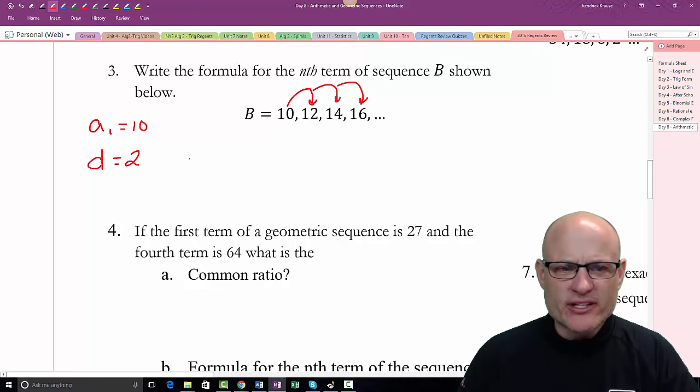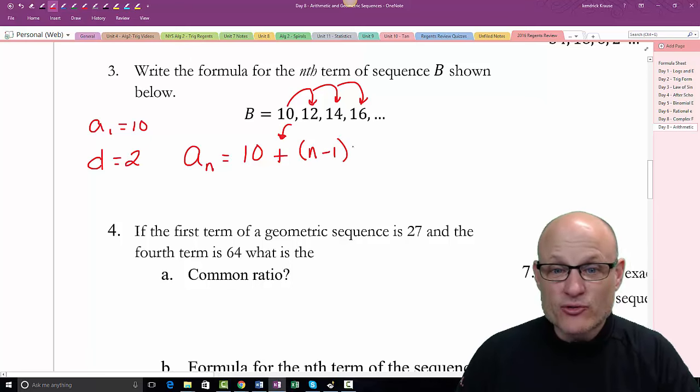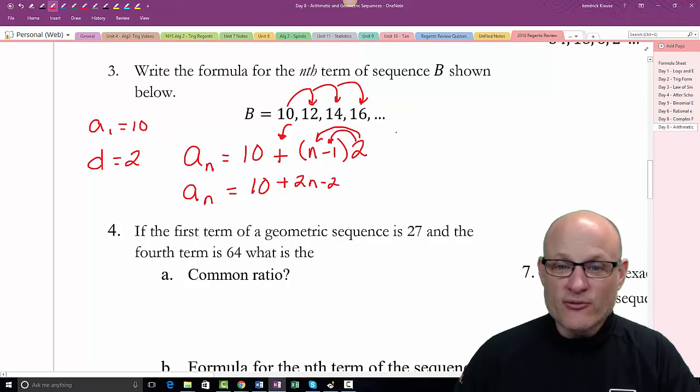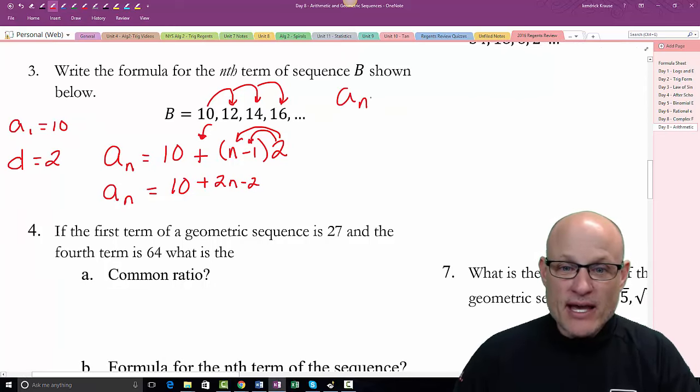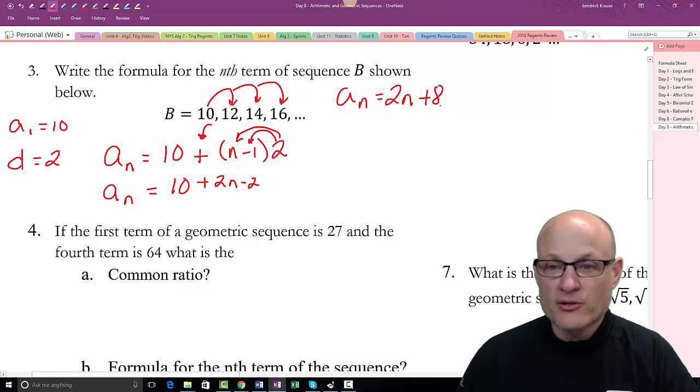I'm going to modify these questions just a little bit, just for fun. So I know that a sub n is equal to 10 plus, the thing everybody seems to forget, n minus 1 times the common difference, which is 2. Now, that probably won't be your answer. You're probably going to have to clean it up by just distributing the 2, not the 10. So you get 2n minus 2. So your final answer for this one would be a sub n is equal to 2n plus 8. Now let's think if that makes sense. If I plug a 1 in, 2 times 1 is 2, plus 8 is 10. If I plug a 2 in, 2 times 2 is 4 plus 8 is 12.